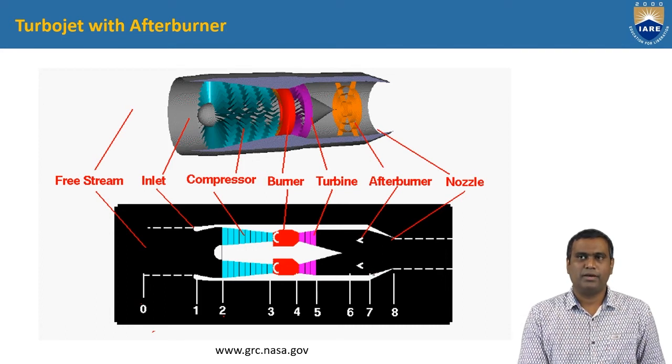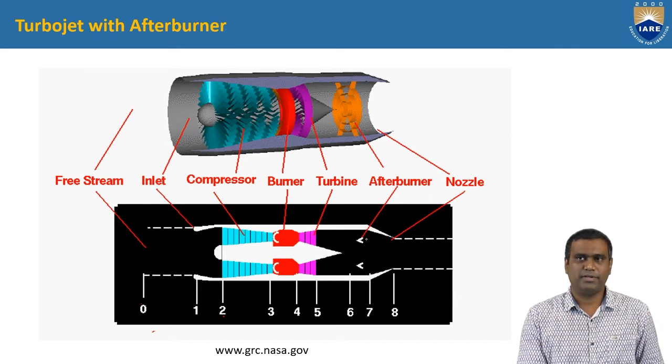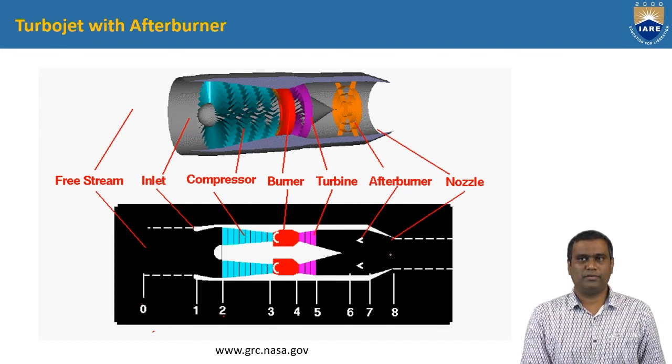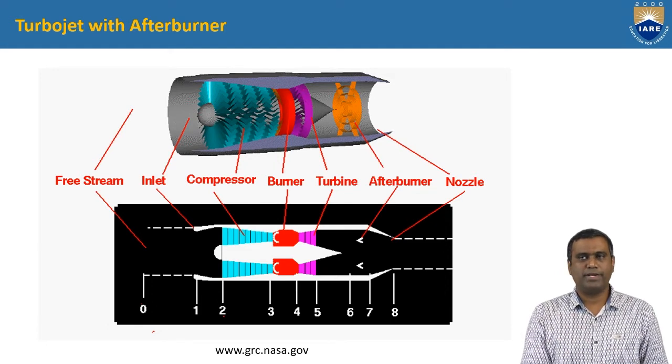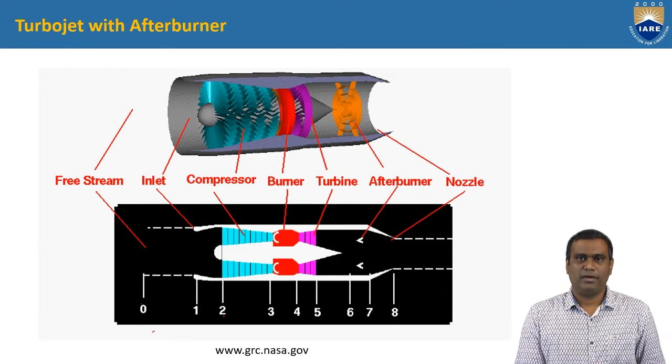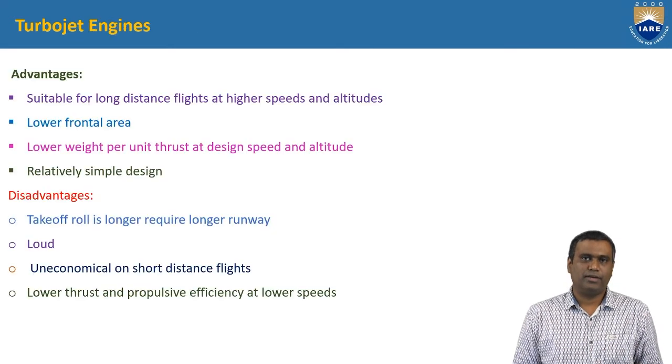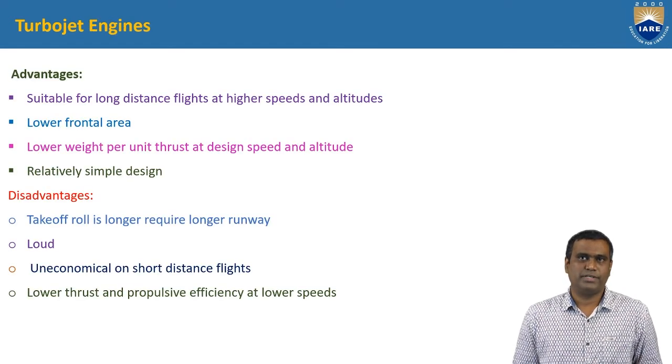And the 7th location is immediately after the afterburner. Again, combustion takes place here. That is the exhaust of the afterburner. Then 8 is the exhaust of the whole gas turbine engine, that is at the exit of the nozzle. By this we can clearly understand the total mechanism with the afterburner. We'll see the advantages and disadvantages of the turbojet engine.